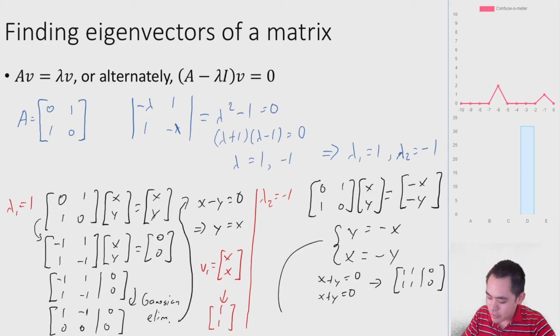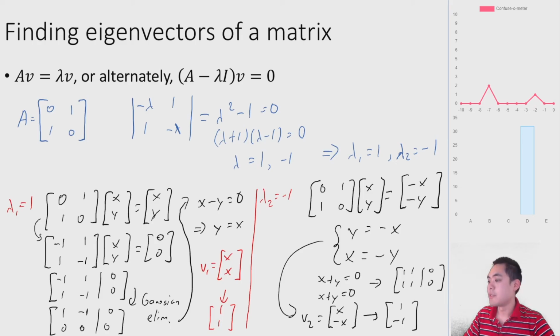You can also just directly use x is equal to minus y, y is equal to minus x, and you get v2 is going to be equal to x and minus x. So this gives you 1, minus 1 as one of your eigenvectors. Basically, all we're doing is solving for an arbitrary vector x, y that has this correct scaling behavior.